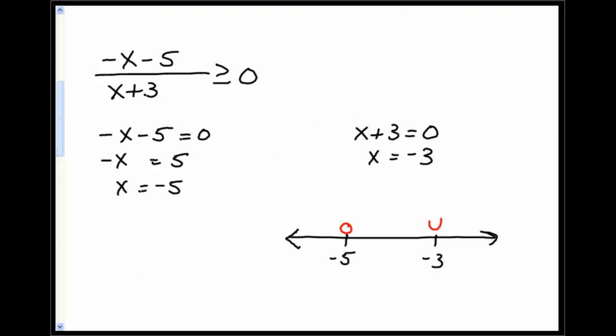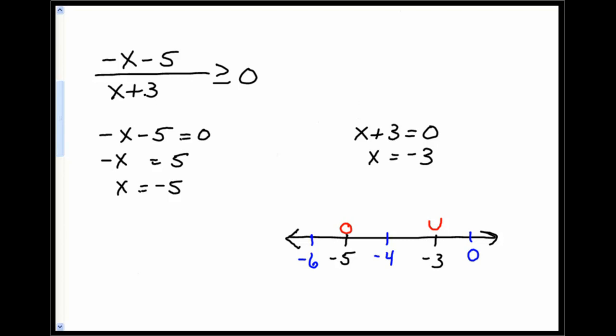So let's pick some numbers. Pick a number smaller than -5. I'm going to pick -6. You can pick any number smaller than -5. A number between -3 and -5, well, there's only one integer, so let's pick that, -4. And then a number larger than -3, let's pick 0. 0 is always a good number to work with if you can. So again, each of these test points need to be substituted back into our expression.